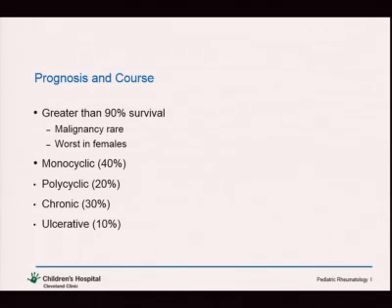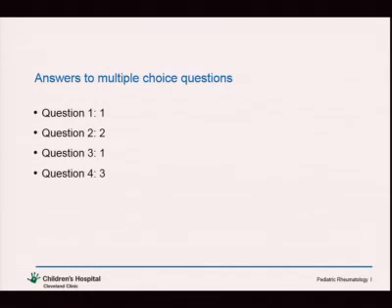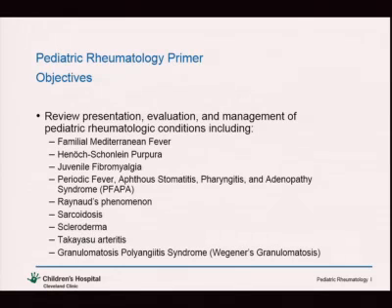Also, like I mentioned with systemic JIA, it can have a monocyclic, polycyclic, or chronic course. So does it come and go? Does it go away with treatment and then come back later, or is it chronic? Okay, so those are the answers, I guess, if you're looking back at the questions we've had.